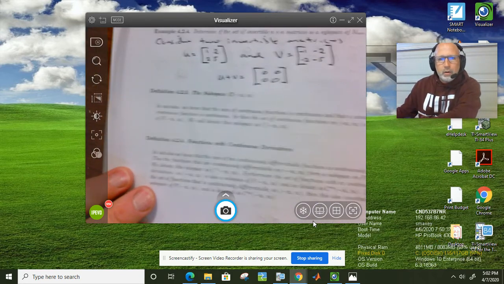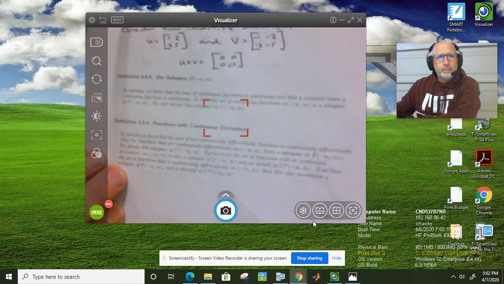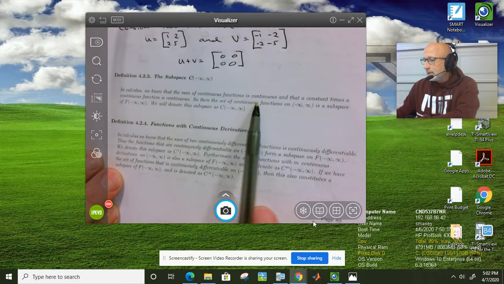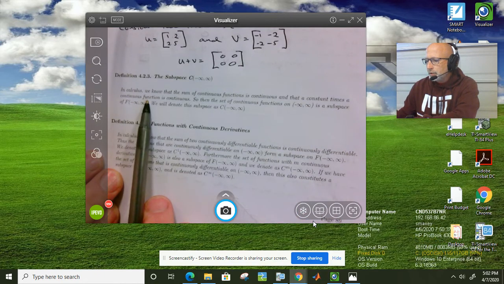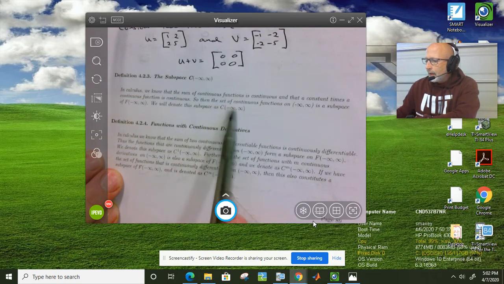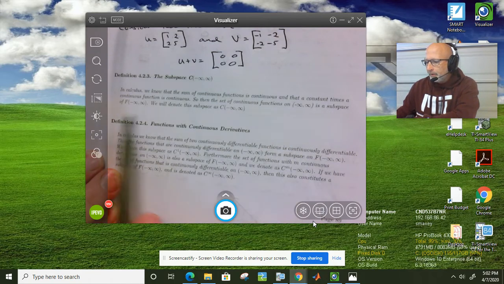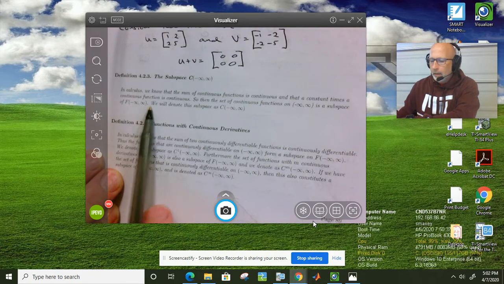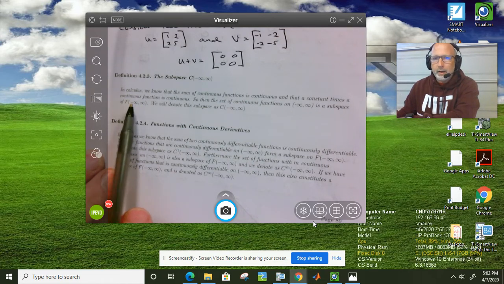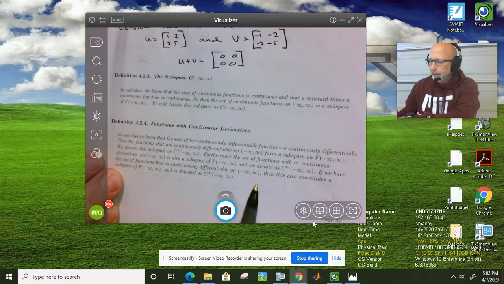Then we have a couple of different definitions here, and these are important to know as we work forward because they'll come up quite a bit. In calculus, we know that the sum of continuous functions is continuous and a constant times a continuous function is continuous. So the set of continuous functions on the interval from negative infinity to infinity is a subspace of F of negative infinity to infinity, the set of all functions defined on that interval. We denote this subspace as C of negative infinity to infinity.